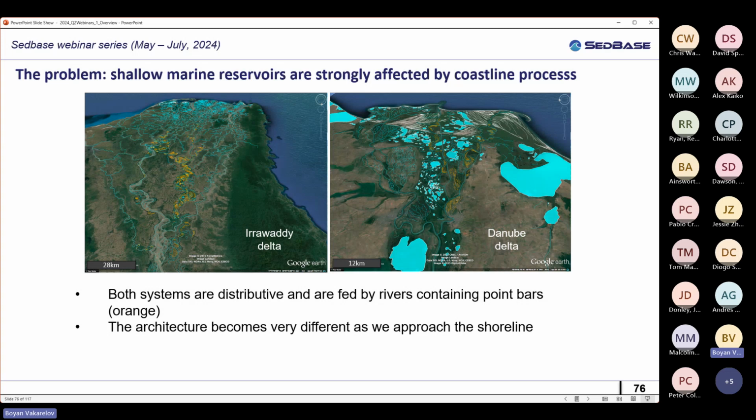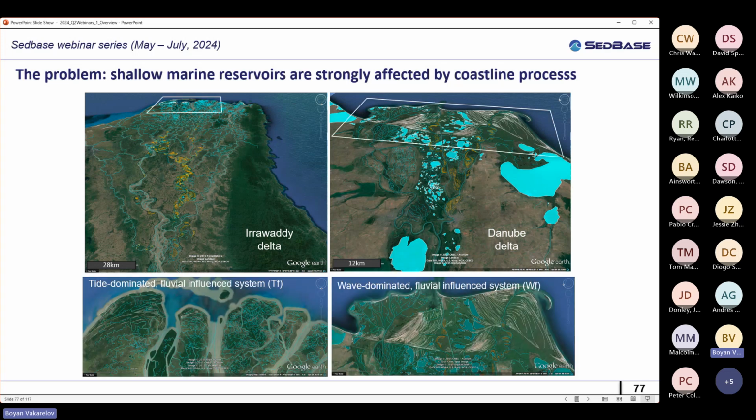Both of them are examples of big rivers, continental scale, very low gradient. In both cases, we can see point bars forming. We have a distributive pattern forming. So if you look at the more landward part of these systems, they have many similarities. And yet, if you go in at the shoreline, the world really changes.